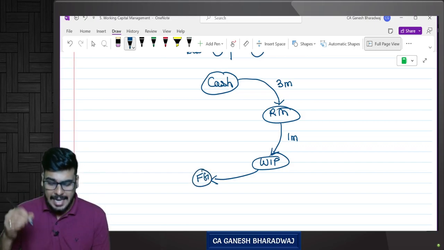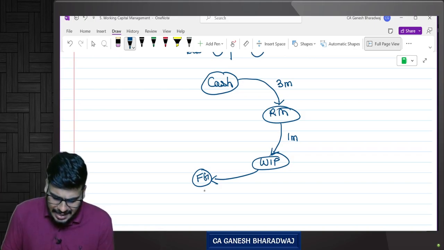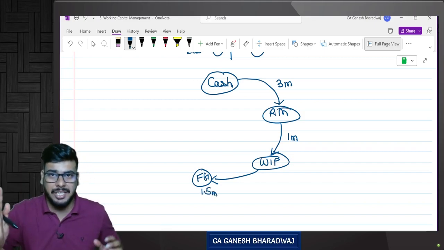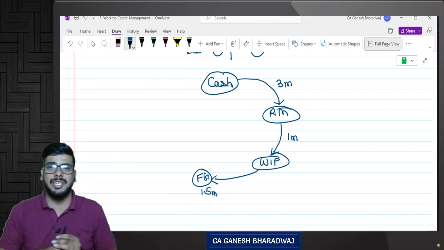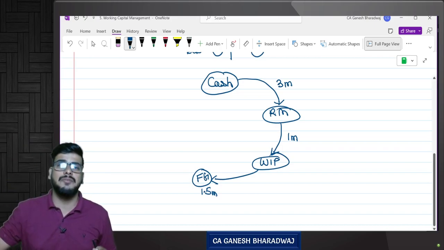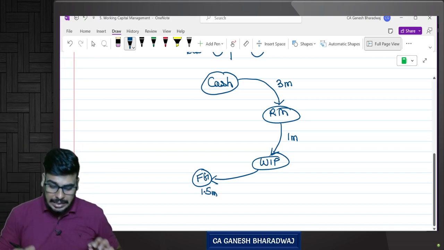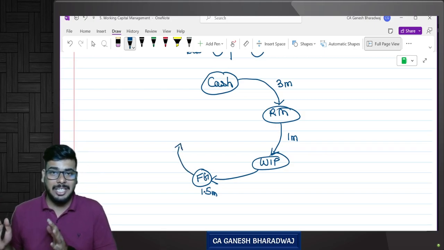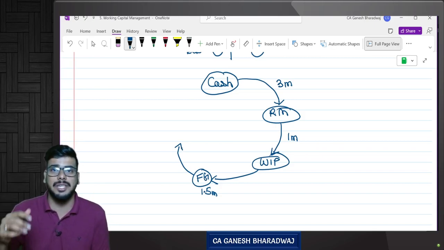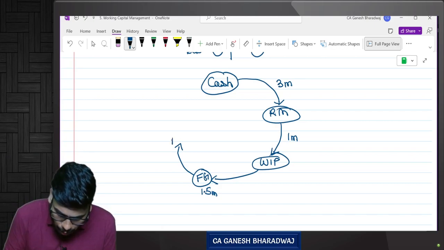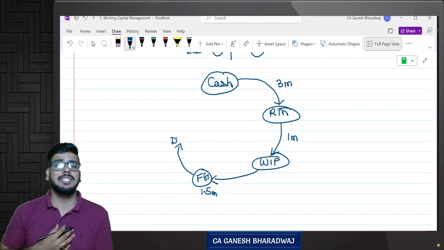Now, let us say generally the company holds this FG for, let us assume, 1.5 months. So the moment I convert my raw material into FG, will I immediately be able to sell it? No. Let us say that it needs to stay in my warehouse for a period of 1.5 months. Then what happens? After this FG is present, now what will I do? I will sell the FG. Now, if I sell the FG, will I get the cash today itself? No. What will happen? My customer will ask for some credit period.